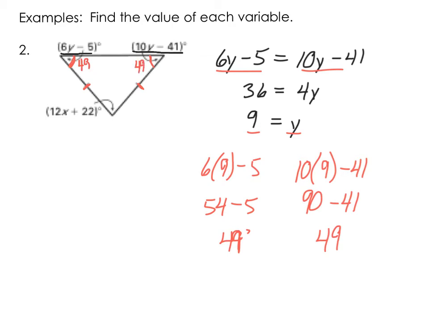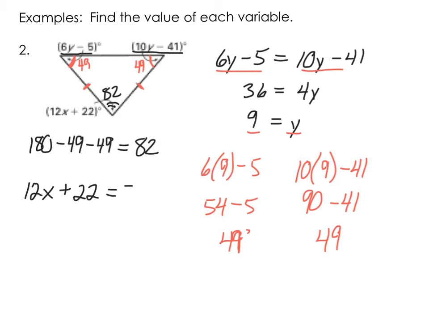Now, using that information, I can solve for my vertex angle up here. I know all my angles add up to 180 degrees. So what I'm going to do is subtract the two angles that I do have, 49 and 49, which is going to leave me with 82 degrees. So now I know that 12x plus 22 equals 82. First thing I'm going to do is subtract that 22, which gives me 12x equals 60, and x equals 5.